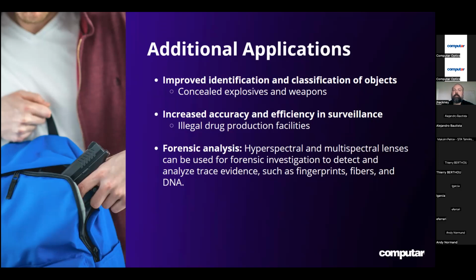Another example is chemical detection systems. So multispectral and hyperspectral imaging lenses are used to identify and analyze the spectral properties of chemicals and other substances. These systems may be used in security applications to detect the presence of potential chemical threats, such as explosives or hazardous materials.